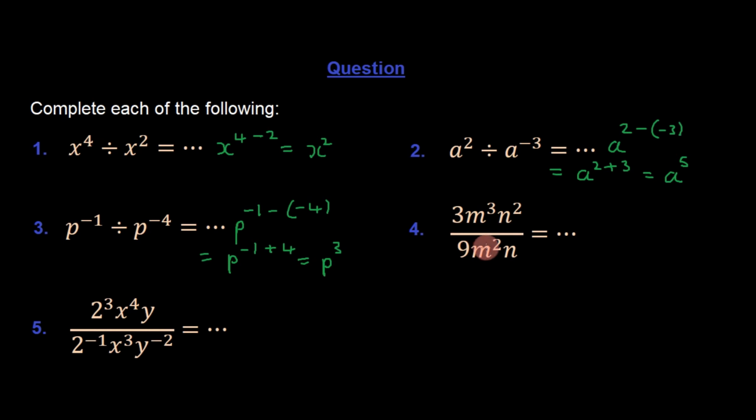The 3 goes into the 9 thrice, so we have 3 in the denominator. Then we can subtract the powers of the m's, so it's m to the 3 minus 2 times n to the 2 minus 1, and this is equal to m, 3 minus 2 being 1, times n all over 3.